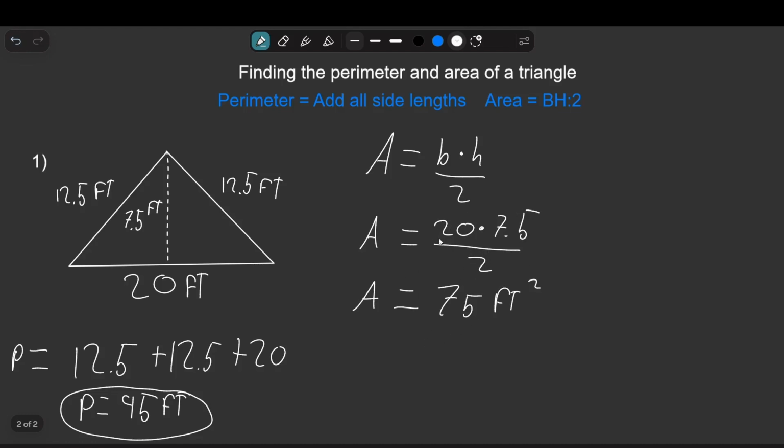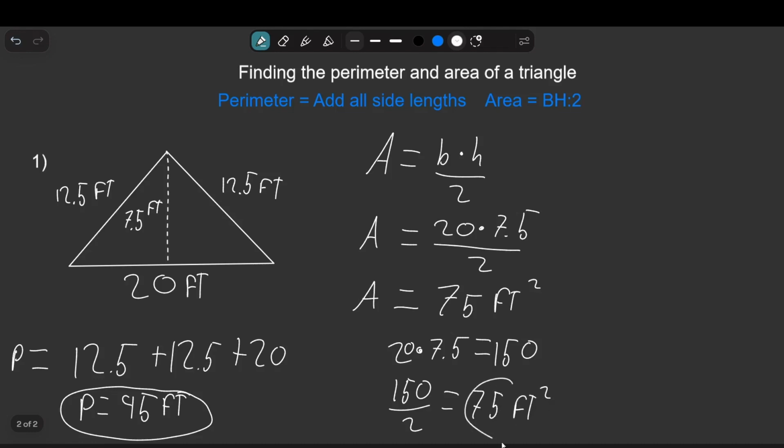First of all, we do 20 times 7.5, which equals 150. So now we have our 150. We have to divide this by 2. 150 divided by 2 equals 75. And this will be our final answer of the second example.